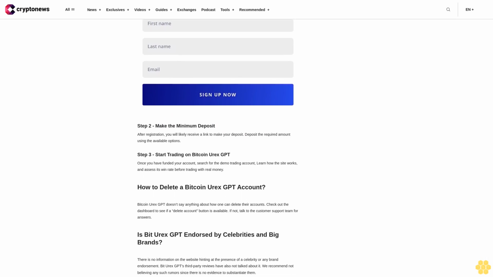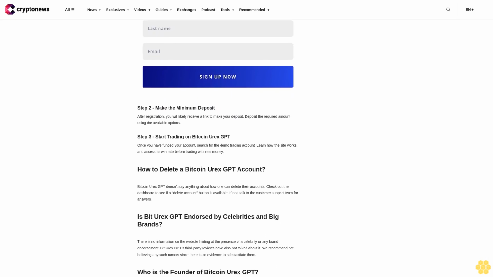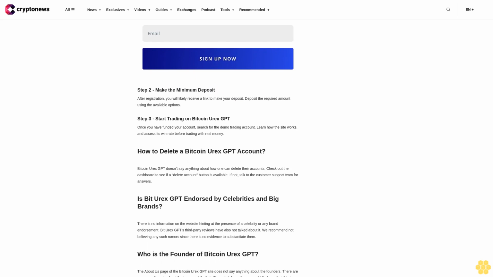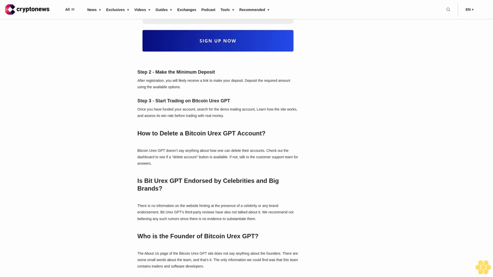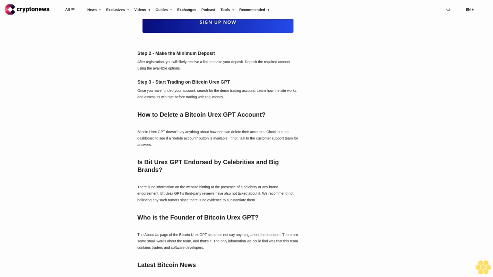Bitcoin Urex GPT compatible devices. Bitcoin Urex GPT claims to be a web-based, proprietary platform accessible across all devices. While the site hasn't given any hints as to whether there is a crypto app available, it is specified that the web app is supported on Google's Android and Apple's iOS. Is Bitcoin Urex GPT a scam?